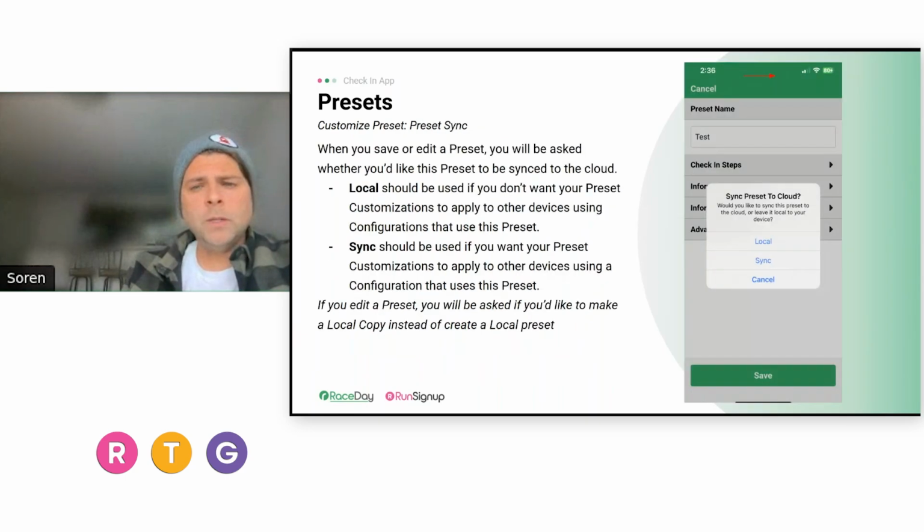And then finally, once you save a preset, you'll be prompted to say whether or not you want this to be local or if you want to sync this. Local should be used if you don't want your preset customizations to apply to other devices. This is going to be completely local to your phone. Sync should be used if you want your preset customization to apply to all devices using your race. By and large, you're going to want to use sync.